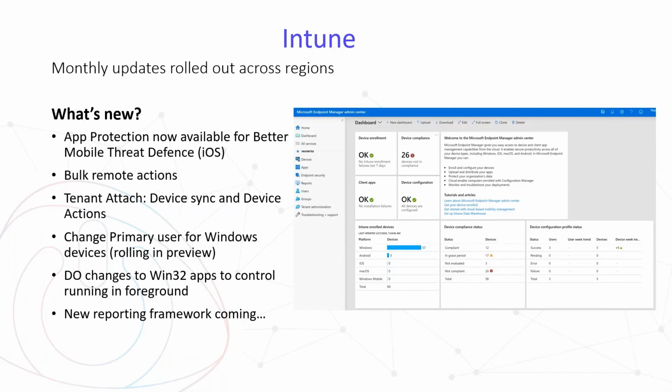I've put DO there. DO changes to Win32 apps. DO is delivery optimization. This is how we control maybe a little bit of bandwidth throttling or peer-to-peer sharing between devices. A lot of that functionality is built into Windows and things like Office 365 updates that come down, and applications, if they're pushed out as Win32 applications from Intune, they have delivery optimization built in. We've got a little bit more control on that now to choose whether the Win32 apps are running in background or running in foreground.